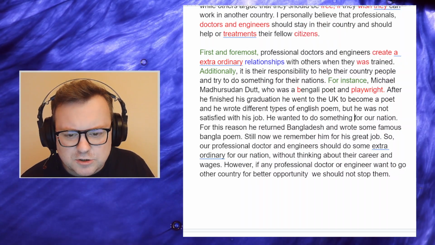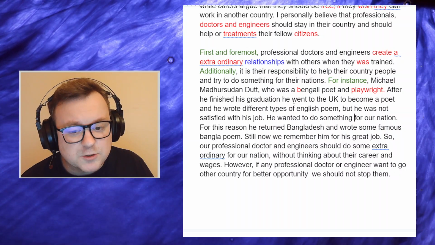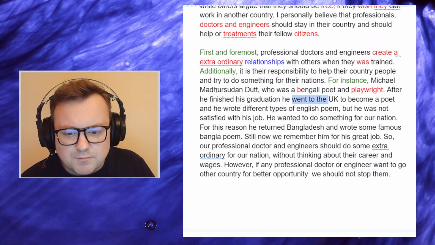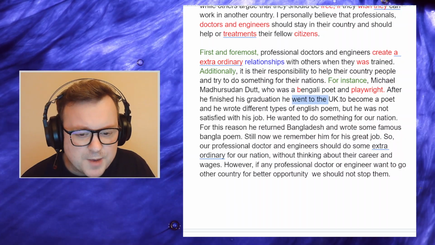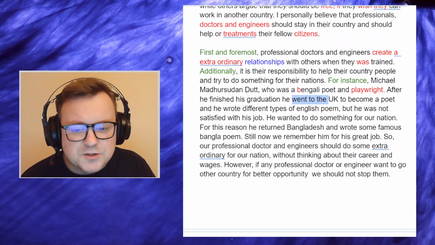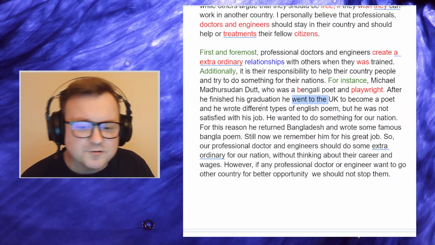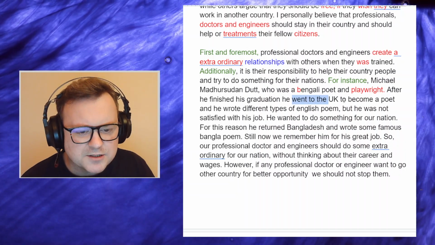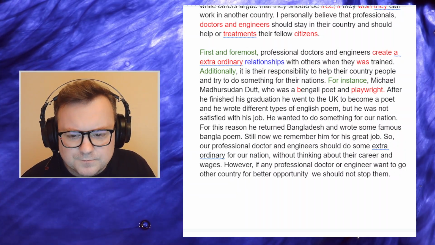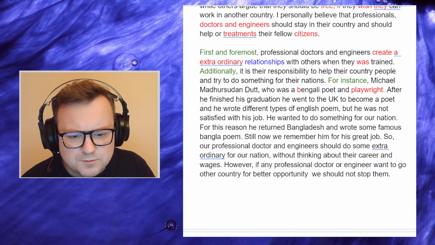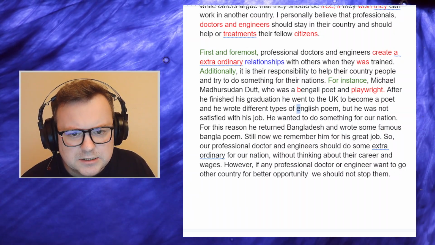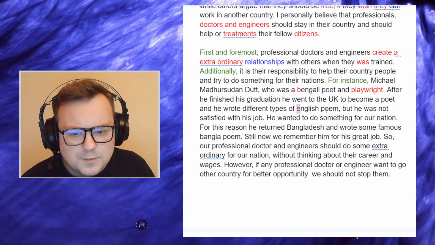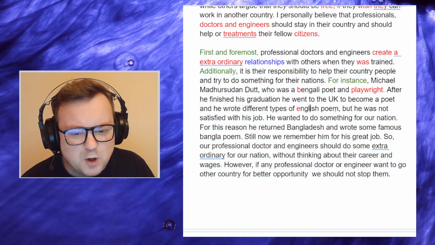"After he finished his graduation, he went..." Okay, that's what you could say, right? So you could say Madhursudan Dutt, who was a Bengali poet and playwright, went to the UK to become a poet after he finished his graduation. And then you would have a nicer sentence. "And he wrote different types of English." English should be capitalized.